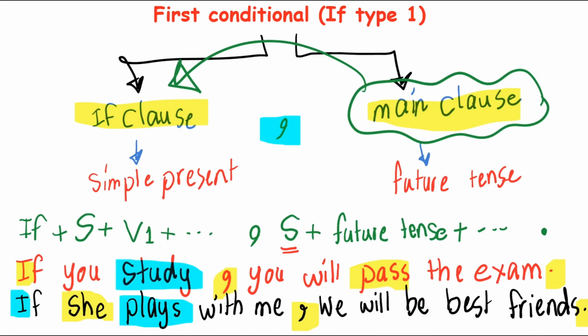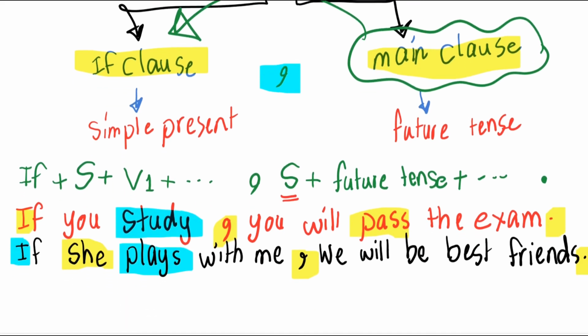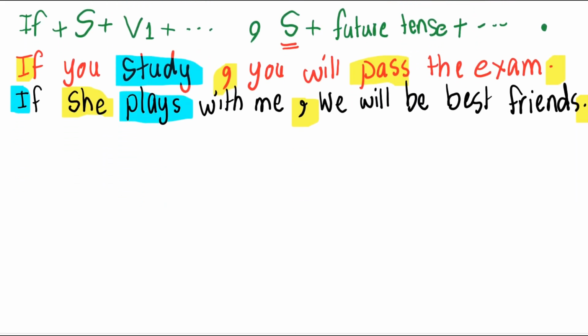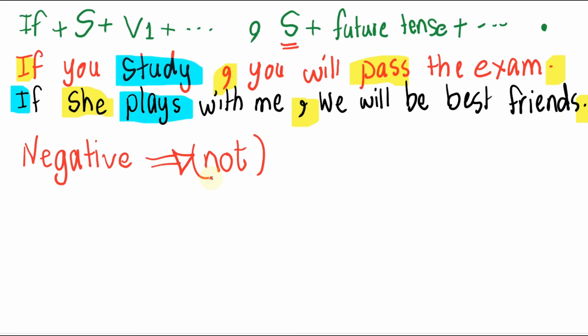Okay, what if I want to make these sentences negative? Let's focus on the sentences. If you study, you will pass the exam. If I want to make it the negative form, I want to add, of course, not to the sentence. If you study, you will pass the exam. Okay, I want to add not.